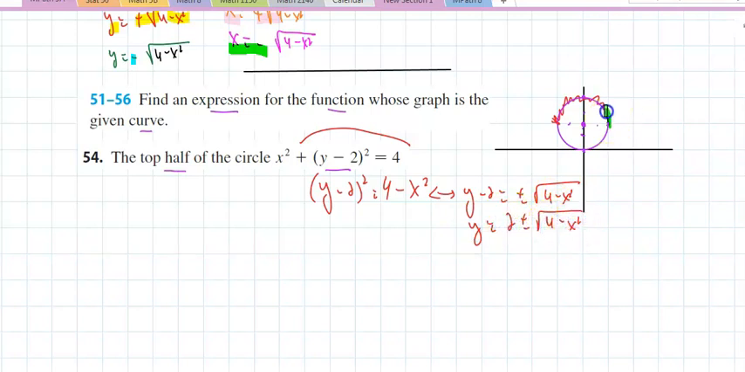And based on what we did, if I want the upper half, I take this part, that will be the upper half, so I eliminate the negative. If this problem said to find an equation for the bottom half, I would have taken the negative.